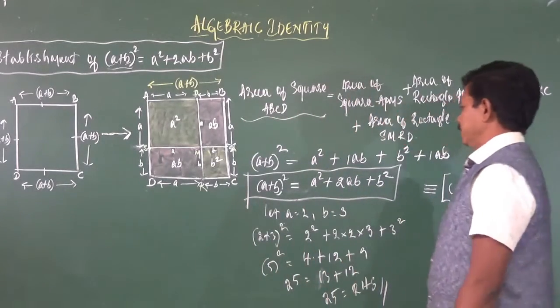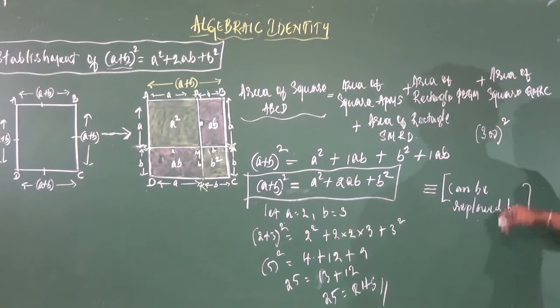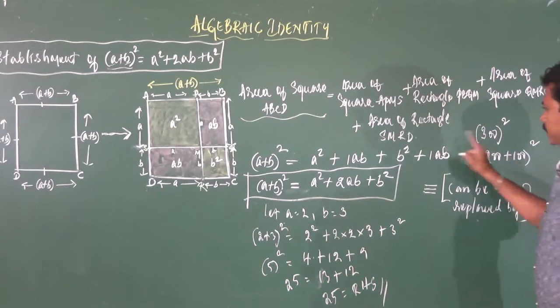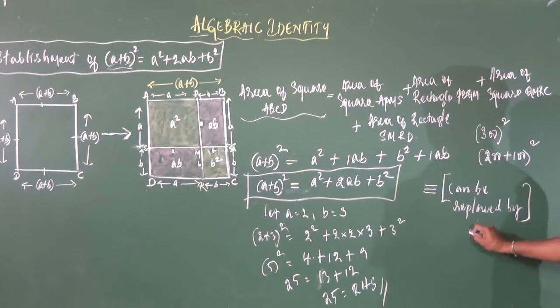For example, I want to find out the value of 300 square. This can be written as 200 plus 100 whole square, it can be split like this, and we can apply the formula, that is the identity here, and we can easily find this. For example, I have to find out 97 whole square. I have to find 97 into 97.